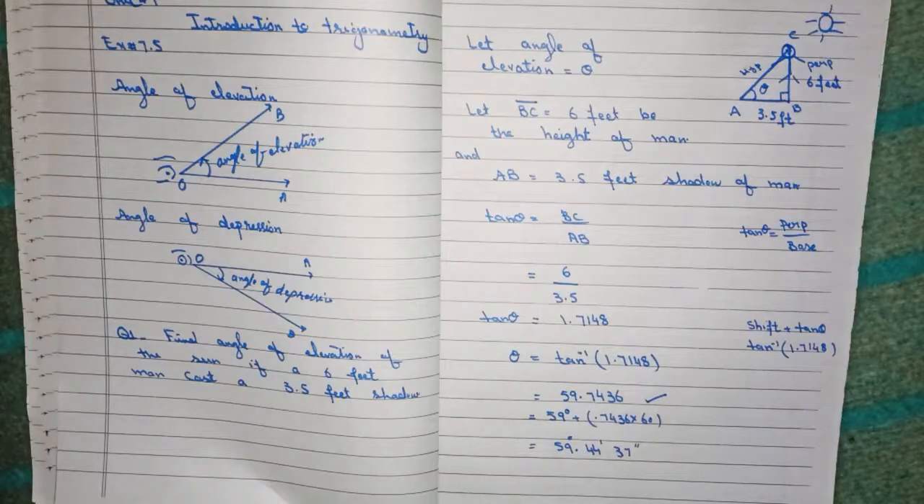So in this lesson I have explained angle of elevation and angle of depression, and we solved question number one. In the next lesson we will see more word problems where we will use the trigonometric identities.